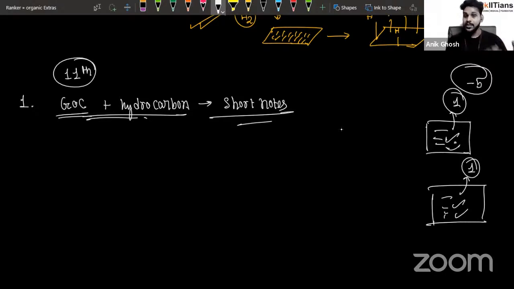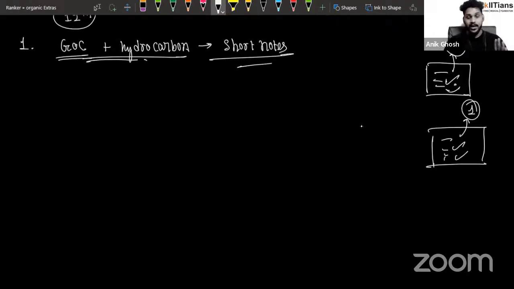Always go for quality over quantity. Don't always try to go through everything. Focus on the quality. Whatever you do, you should get 100% marks out of it. Don't score anything negative from there. That should be your target. So go to GOC and hydrocarbon. In GOC and hydrocarbon, guys, I have to say that there is nothing you can leave behind. Everything is important from them. So you need to go through the entire chapter, but not from the NCERT. We don't have that much time anymore. Go to the short notes.